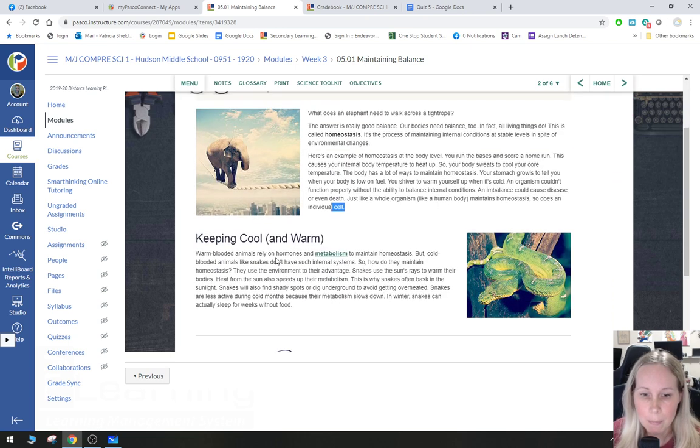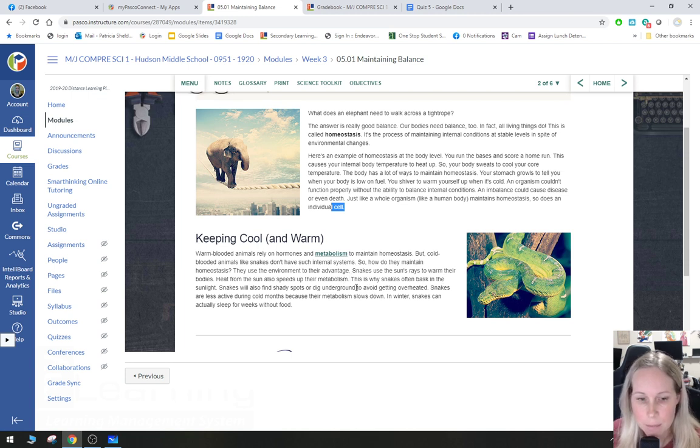Okay, metabolism, keeping cool and warm. Warm-blooded animals rely on hormones and metabolism. Metabolism is the ability to digest food to maintain homeostasis. But cold-blooded animals like snakes don't have such internal systems. So how do they maintain homeostasis? They use the environment to their advantage. Snakes use the sun's rays to warm their bodies. Heat from the sun also speeds up their metabolism.